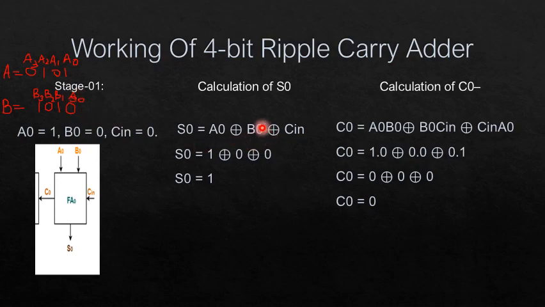So the sum bit, with A0 equal to 1, B0 equal to 0 and Cin equal to 0, gives S0 equal to 1. The carry bit is calculated as A0 B0 XORed with B0 Cin XORed with Cin A0. So the C0 bit is equal to 0.